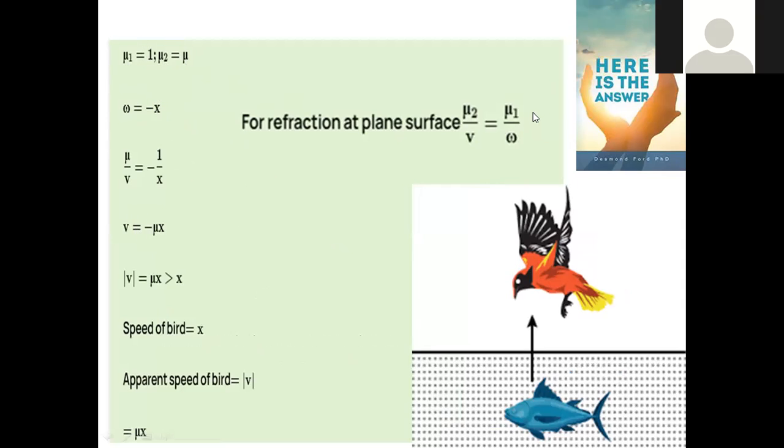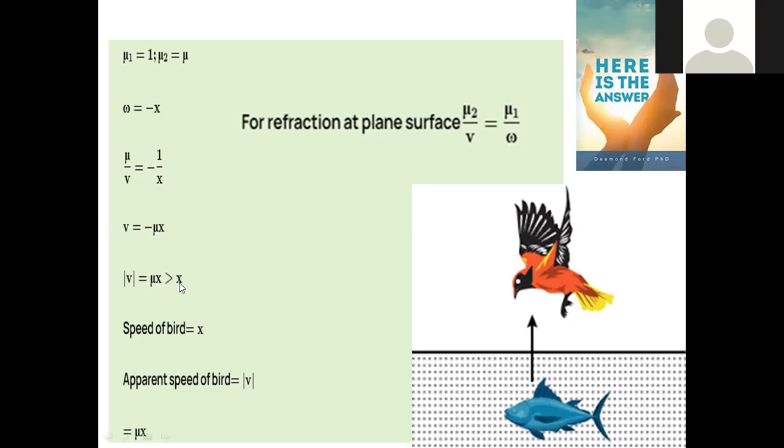So let us put all the values in this equation. It will be represented as mu2 will become mu and v will not be changed, so mu by v is equal to, here mu1 value will be 1, right? So 1 by u, where u is taken as x and the sign will be minus, so this entire term will become minus. So mu by v is equal to minus 1 by x. So here, if we want to get the image distance, what's the question? What is the image distance with respect to this fish? Image distance will become minus mu x. So here it is taken as mod v is equal to mu x.